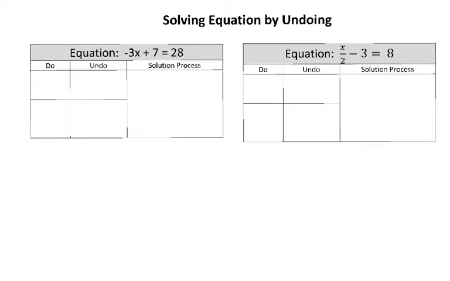This video will help us practice solving equations by undoing. Undoing is a phrase we use when we mean order of operations backwards. We use this when we're trying to solve an equation for x or for any other variable. So let's see how it works.